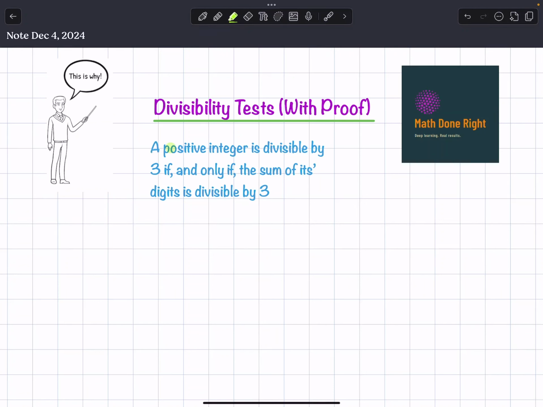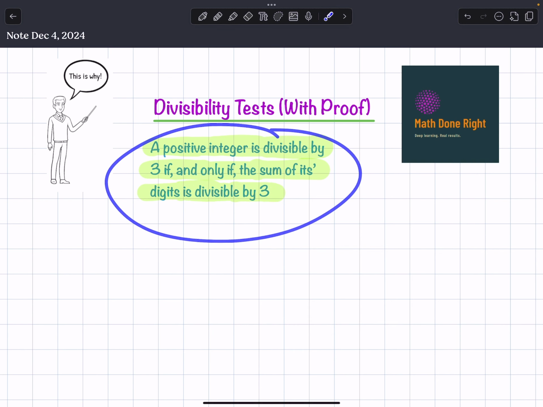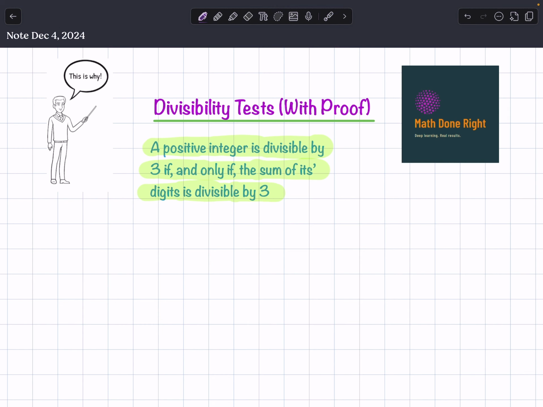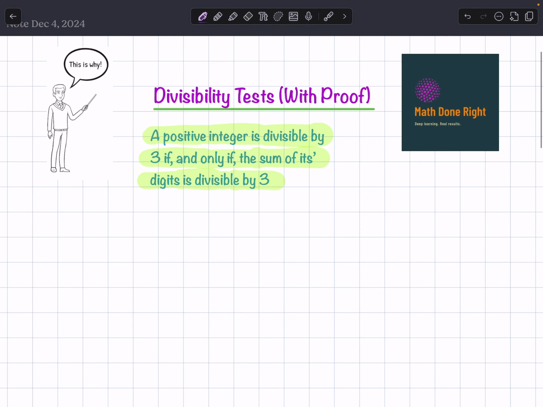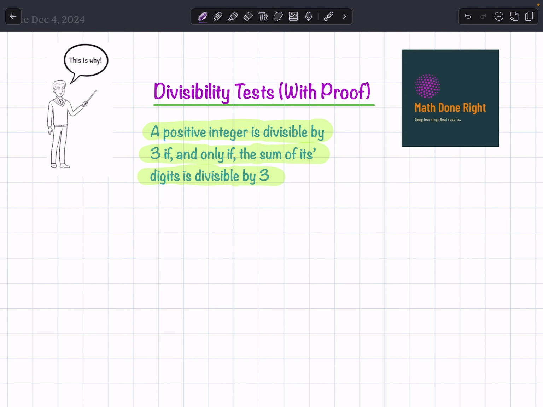Okay, so this is the first of our divisibility test videos. If you're watching this, you probably do contest math, and you've probably already seen or been told that a positive integer is divisible by 3 if and only if the sum of its digits is divisible by 3. The same thing is true for 9. We'll do a separate video on 9. You check that a number is divisible by 9 by adding the digits. If that sum is a multiple of 9, then so is the number, and if not, it isn't.